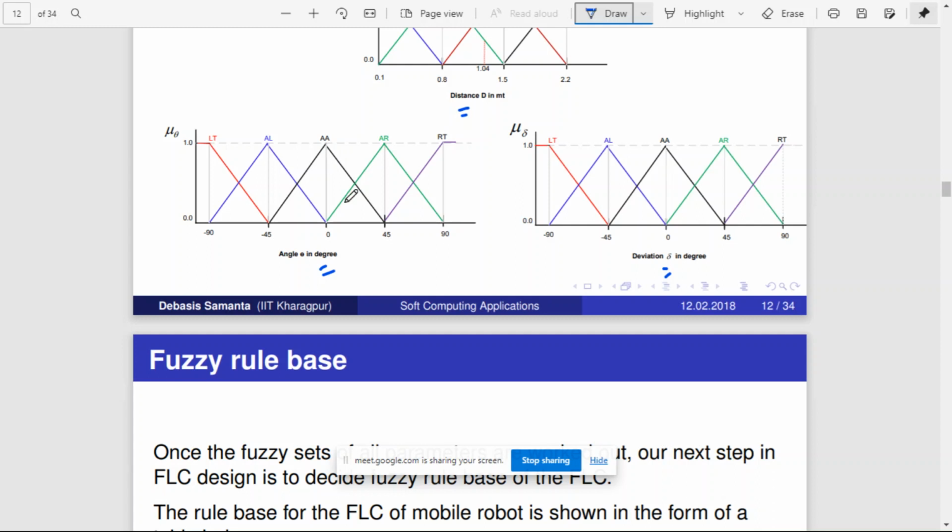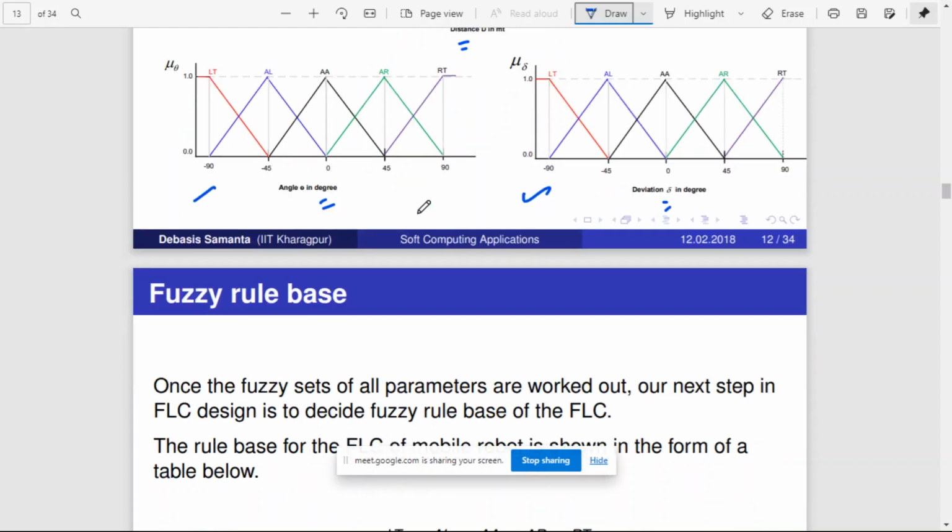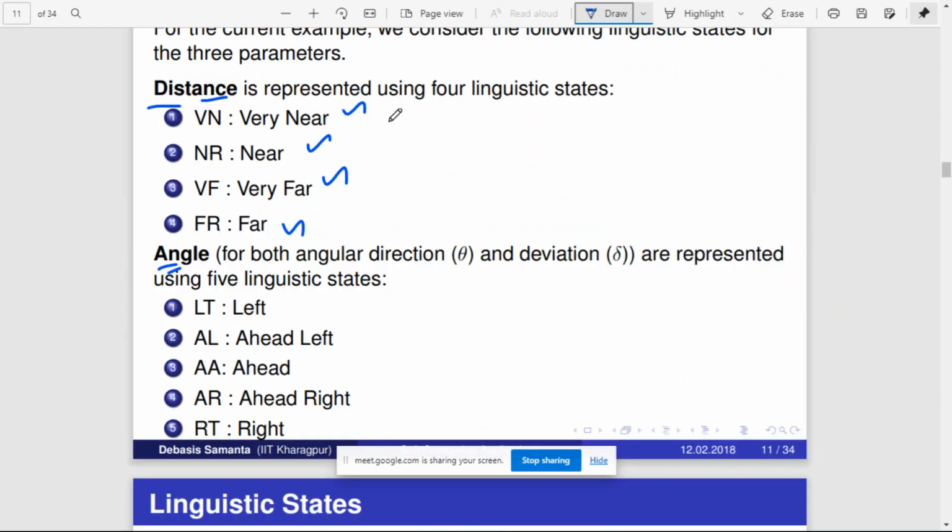This is right. The same membership function which we are using for angle, we are using for deviation. The only thing is the angle represents the angle between the object and the robot, and deviation represents how much the robot should deviate from its path so that there will not be a collision. So these are the linguistic notations we have: for distance we have 4 linguistic notations, and for angle we have 5 linguistic notations.